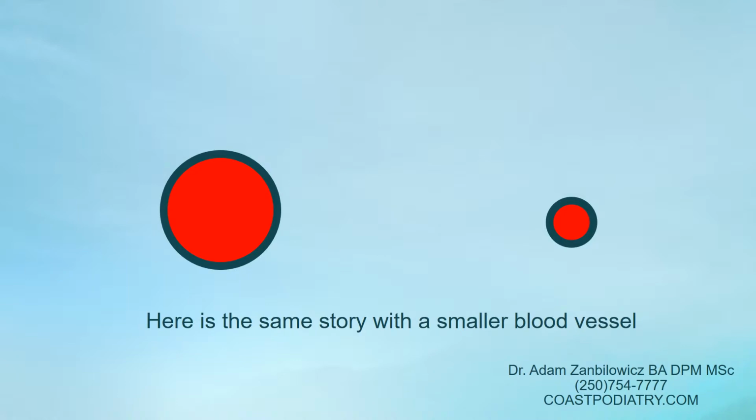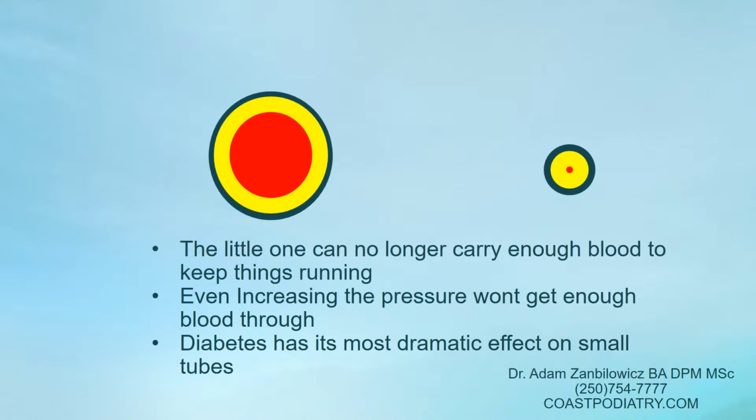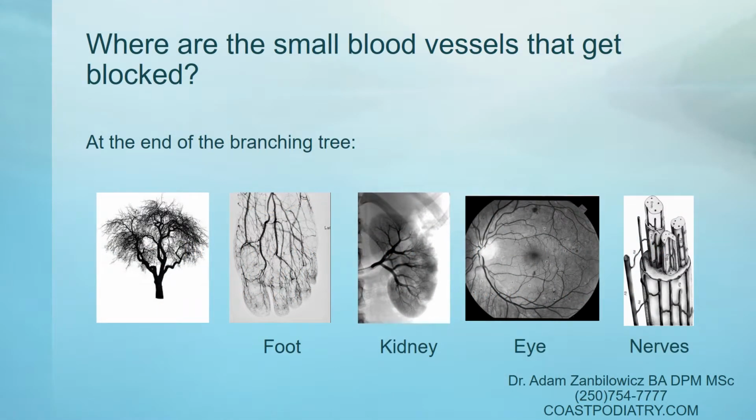However, if you look at that same sugar coating process on a smaller blood vessel, it's much more dramatic in how it blocks things up. And if you imagined a blood vessel even smaller than the one on the right, it would be completely blocked off. So if you understand that that's what's going on, then you should ask yourself, well, where in our body do we have these really tiny blood vessels? And the places we have them are at the branching of a tree. So we have them at the very end, we've got them in our feet.